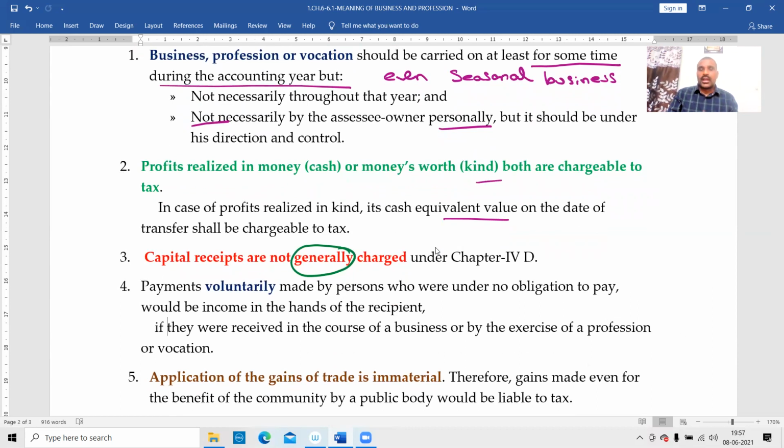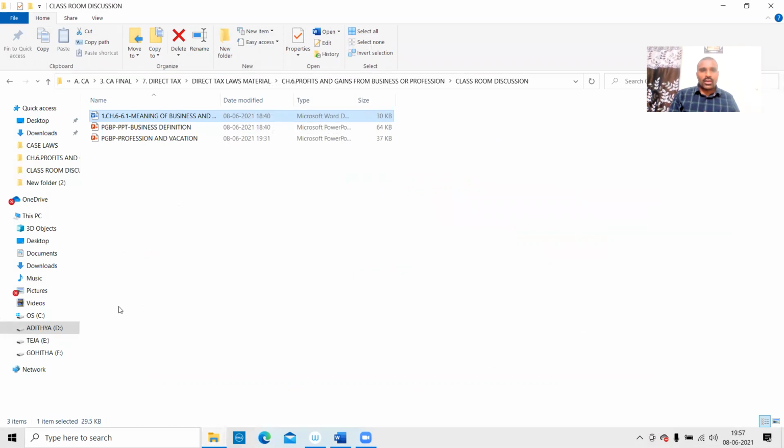would be income in the hands of the recipient if they were received in the course of a business or by the exercise of a profession or vocation. Voluntary amount. Have a look at this. Voluntary amount.